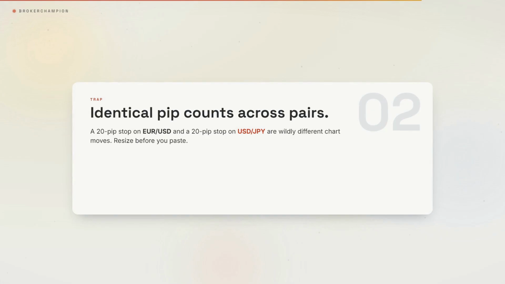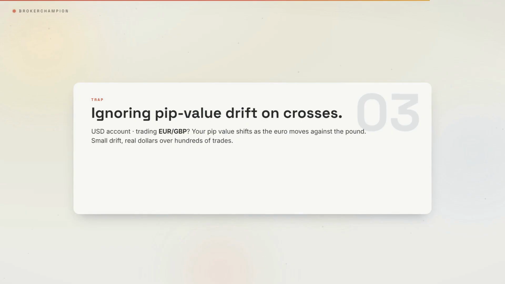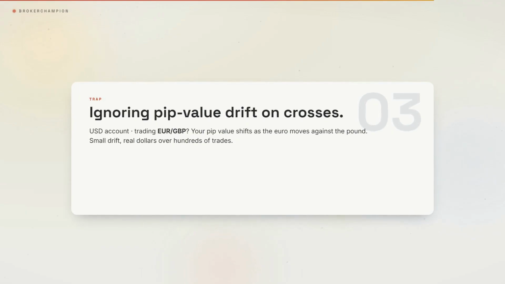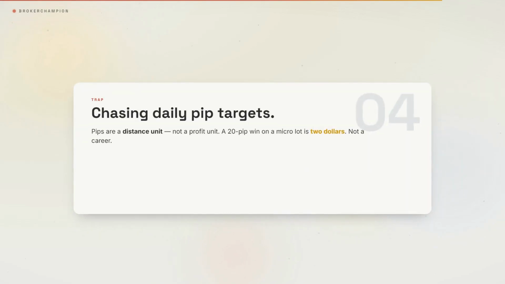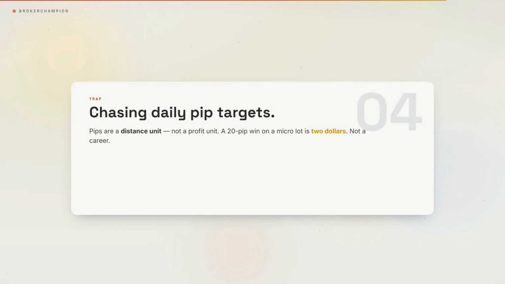A 20 pip stop on Euro USD and a 20 pip stop on USD JPY are wildly different chart moves. 3. Ignoring pip value drift on crosses. If your account is in dollars but you're trading Euro GBP, your pip value shifts as the euro moves against the pound. Small drift, real dollars over hundreds of trades. 4. Chasing daily pip targets instead of percent return. Pips are a distance unit, not a profit unit. A 20 pip win on a micro lot is $2, not a career.